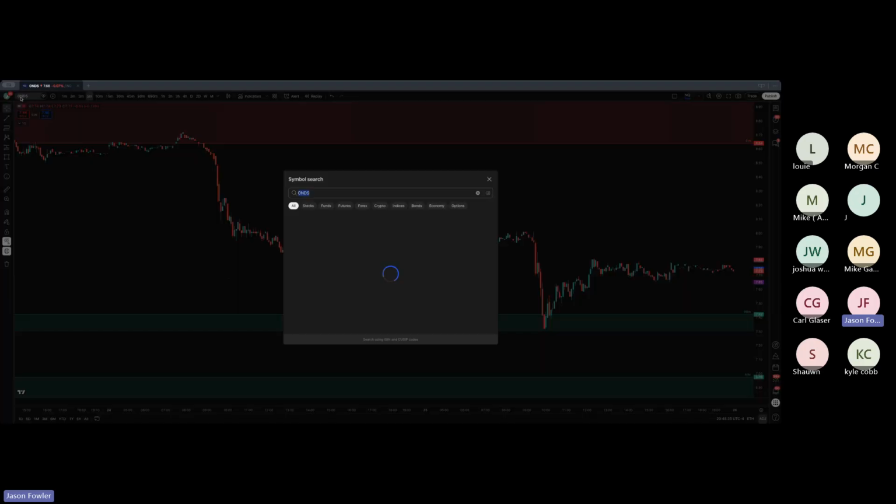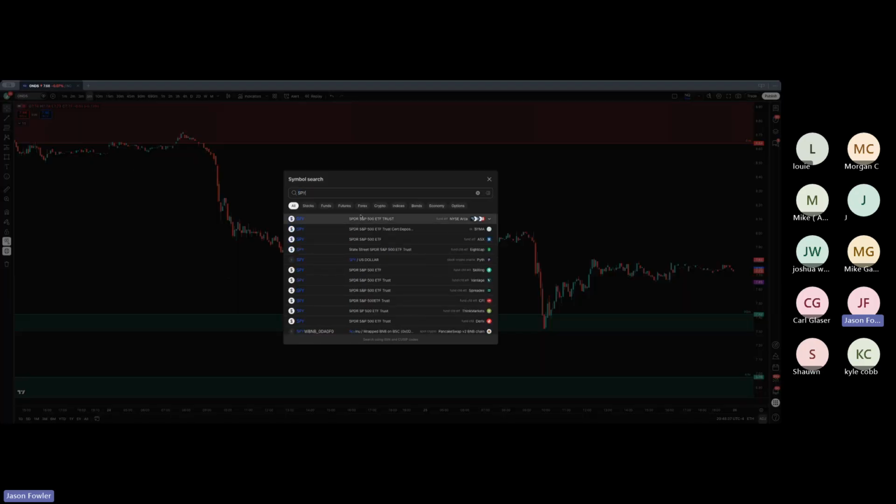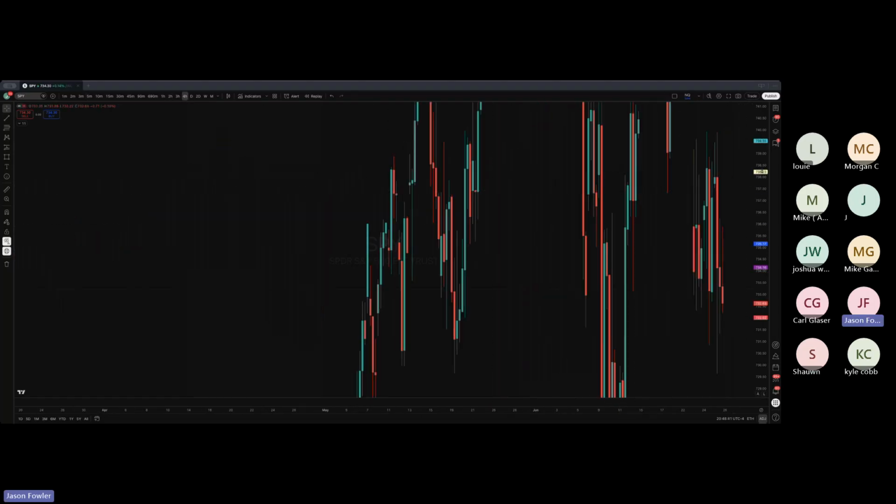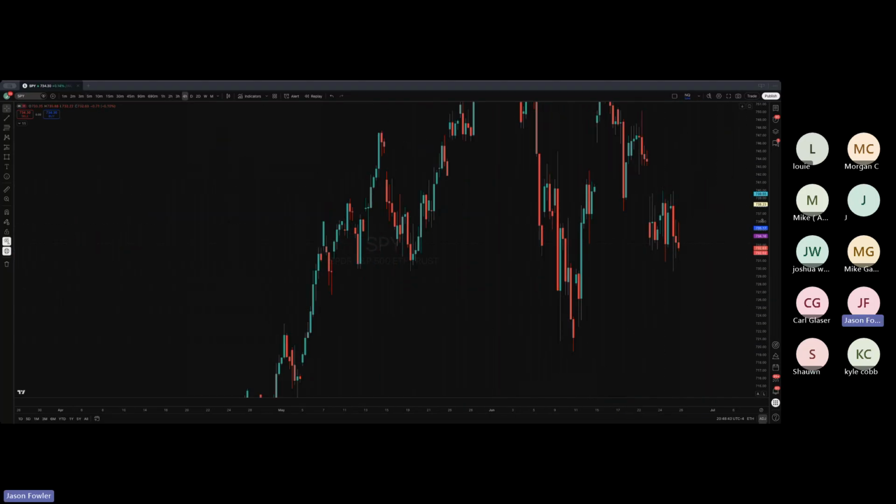Let's go to SPY. You can probably find a better example on SPY to show you how to trade zones. SPY looks gross right now. Sheesh. Yeah, a lot of charts are looking nasty right now.